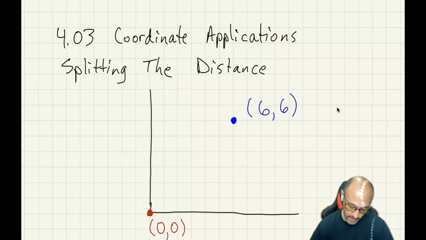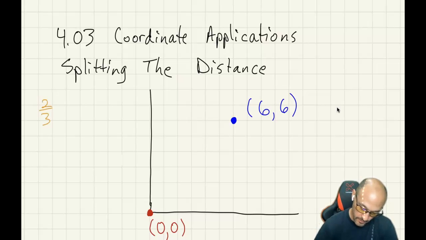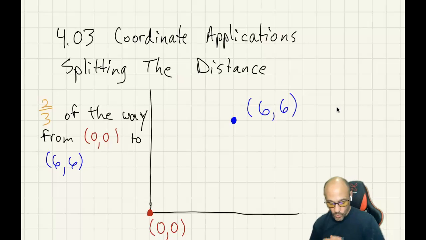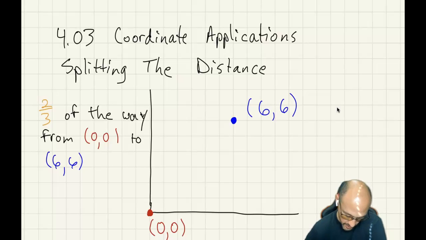And what we want to do is find 2/3 of the way from 0, 0 to 6, 6. And so what we really are going to do here is, we're actually looking along this line right here. That's what we're interested in.